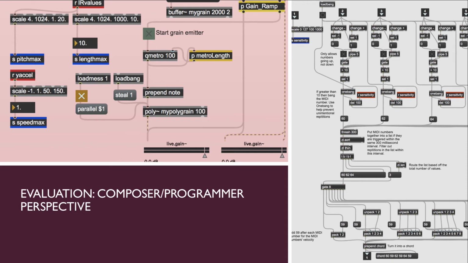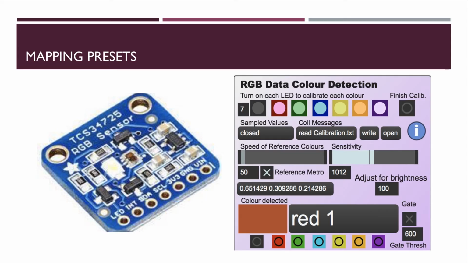As a composer and programmer, I'm evaluating if I am mapping the best sensors to the particular sounds that I chose, as well as how reliable the sensors are. For selecting presets, using the color sensor with color detection was more challenging to work with than I expected.